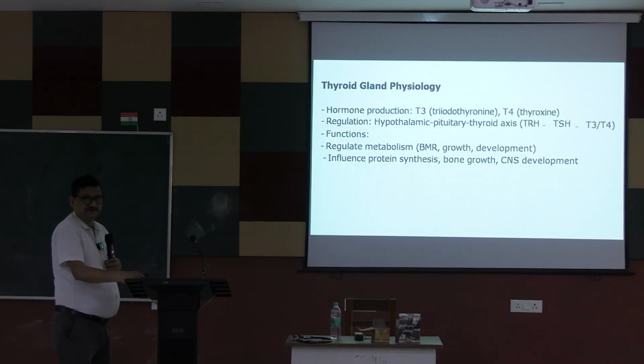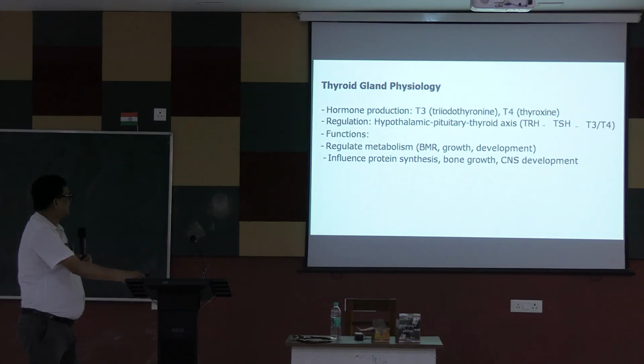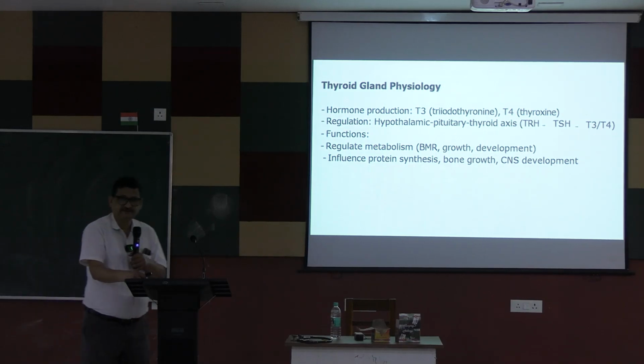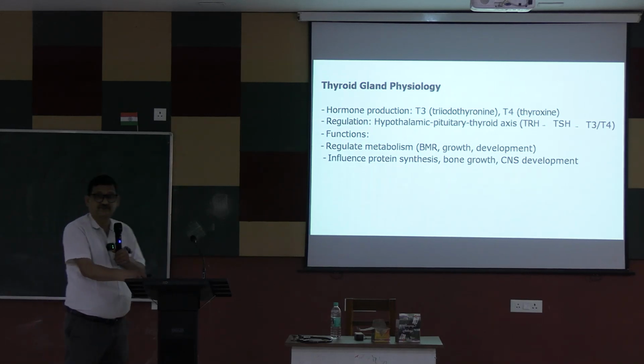What is the physiology? Why is it important? It produces thyroid hormones T3, triiodothyronine, and T4, thyroxine. This is also a gross statement, because it actually produces T4, and the conversion from T4 to T3 is done in peripheral tissues. Another hormone released from the thyroid gland is calcitonin, which is secreted from parafollicular C cells.